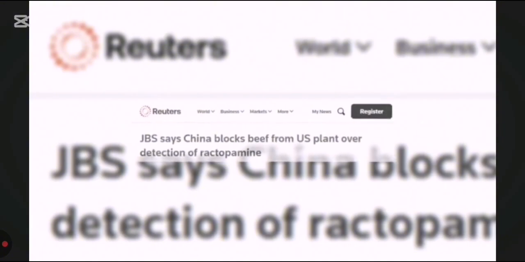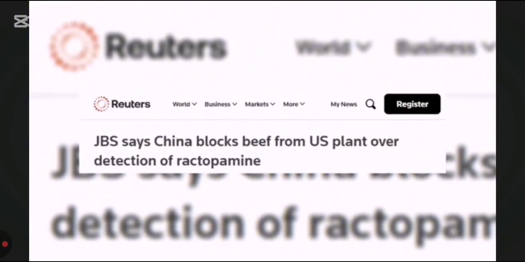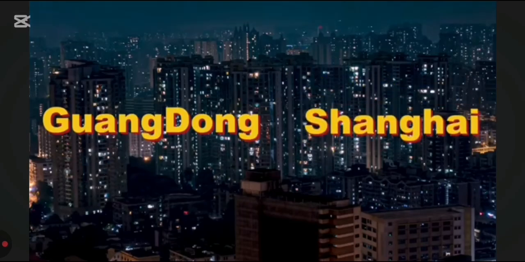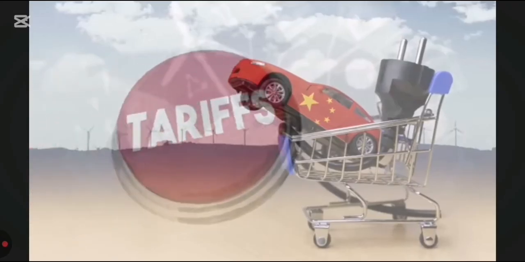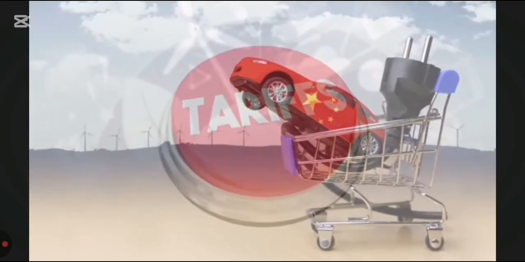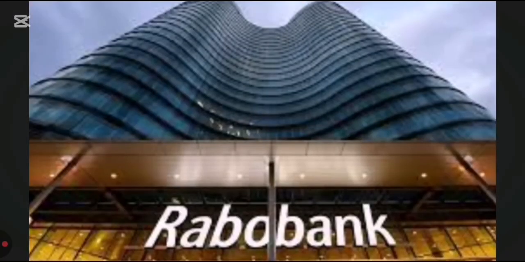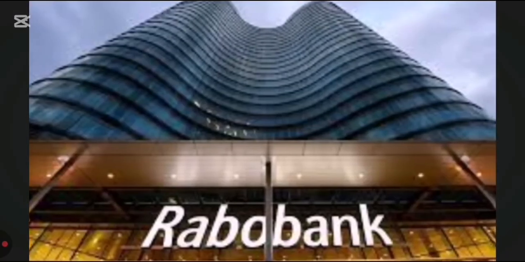According to Reuters, China's rejection of US beef followed a series of covert inspections at key ports in Guangdong and Shanghai, just 2 days after the United States imposed harsh tariffs on Chinese electric vehicles. Officially, China blamed health standards for the ban, but analysts at the Peterson Institute and Rabobank believe it's something far more strategic: retaliation.